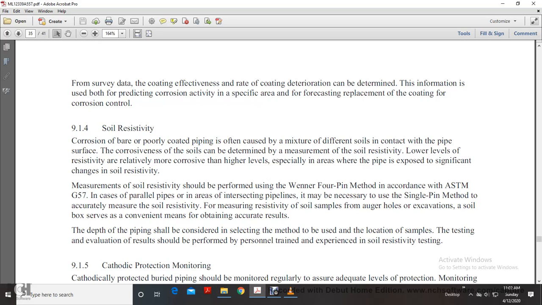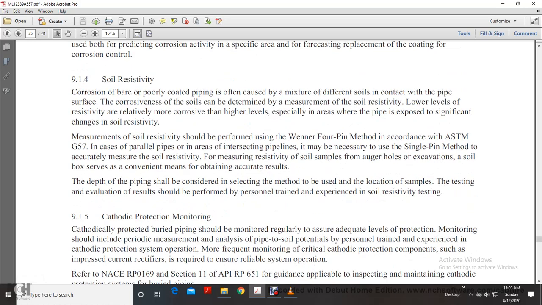Measuring soil resistivity should be performed with the Wenner four-pin method according to ASTM G57, and care is needed for parallel pipes and areas of intersecting pipes. It may be necessary to use a single pin method to accurately measure soil resistivity. To measure the resistivity of a soil sample, auger holes or excavations, or a soil box, serve as a convenient method of obtaining accurate results at the depth of the piping. Consider the sampling method to be used, the sample location, the testing and evaluation of results to be performed, and use personnel trained and experienced in soil resistivity testing.